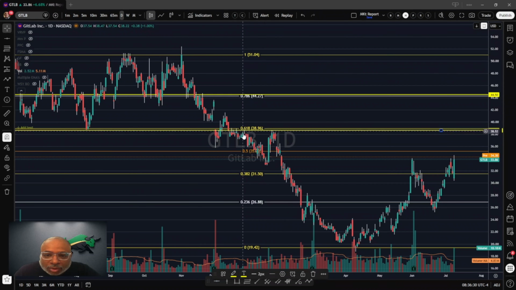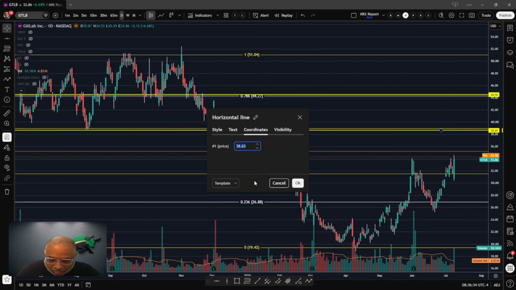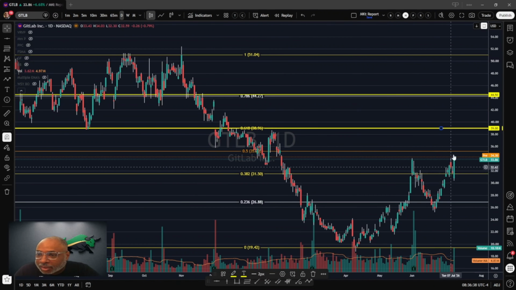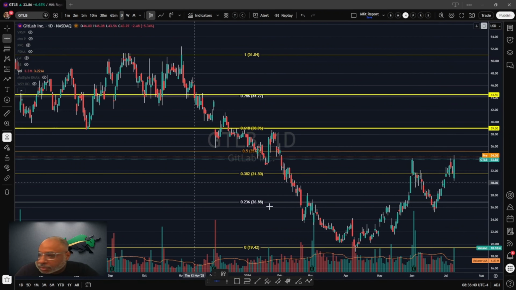We'll just go ahead and drop this one here. We'll call this one 39, right? Just to be in a nice round number area here as well. So that's 2 levels above. Let's try to find 2 levels below.